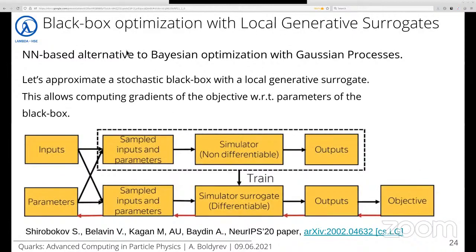Black box optimization can also be done with local generative surrogates. If one can approximate the evolution of a system by some differentiable surrogate, it might profit from methods of this type. In this sense, we can approximate a stochastic black box with a local generative surrogate. This allows us to compute gradients of the objective function with respect to parameters of the black box.